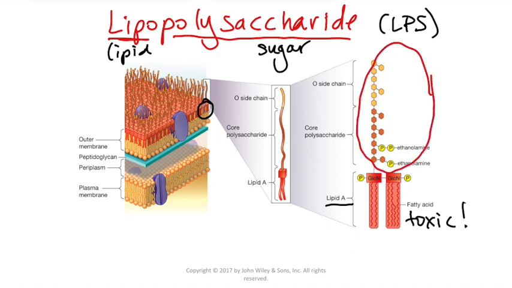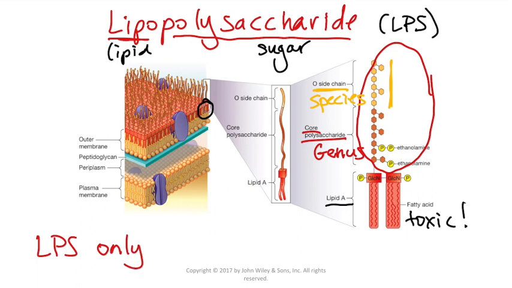Bound to the lipid is our large sugar portion. All of this is a sugar portion. There's what's called the core polysaccharide, and this is usually conserved among a particular genus. And then the outer part, which is kind of this orangey color up top, is the O side chain. And this one will be more specific at the species level. One more time, LPS is only on gram-negative cells.